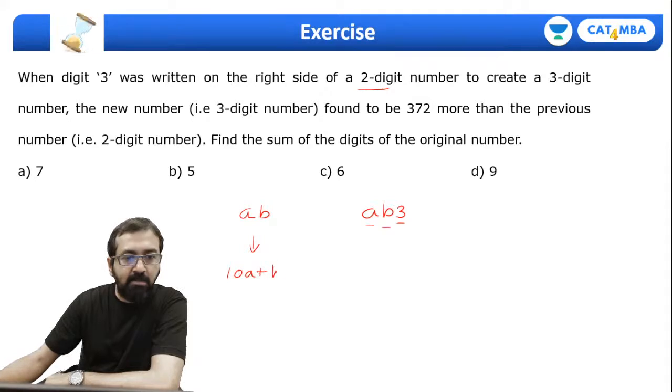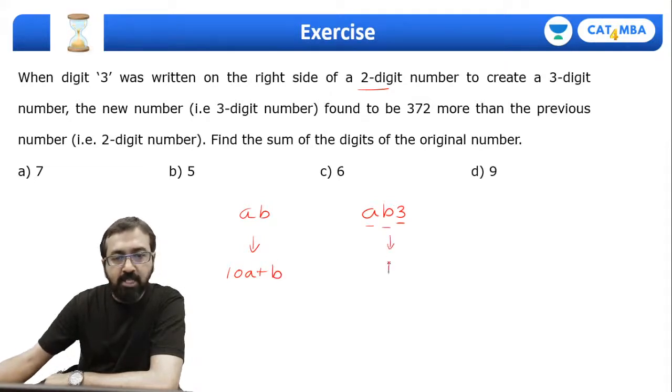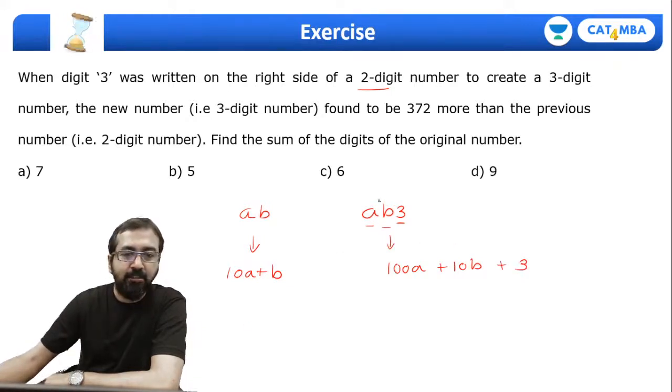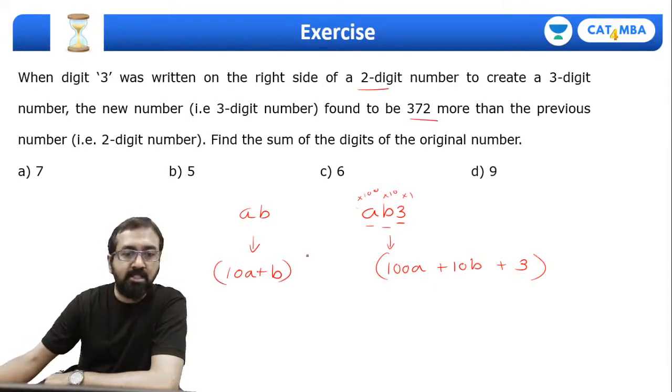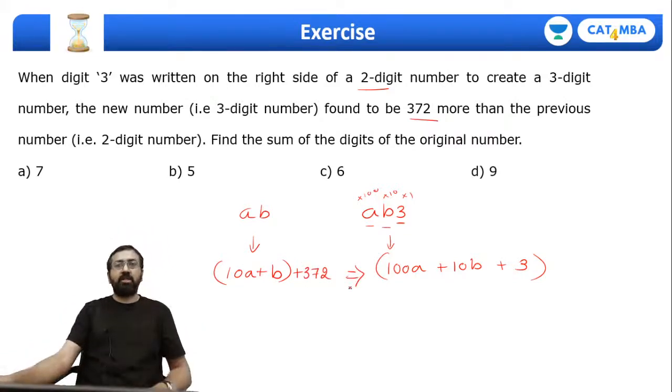Let me write down the value of this number. It's 10A plus B, and the new number will be 100A plus 10B plus 3. This 3 will be as it is. We are multiplying this digit by 100, this digit by 10, and this digit by 1. So this is how we get the value of the number. This is my new number, which is 372 more than the previous number, so I'll have to add 372 to this one to get this result. So this is the equation.